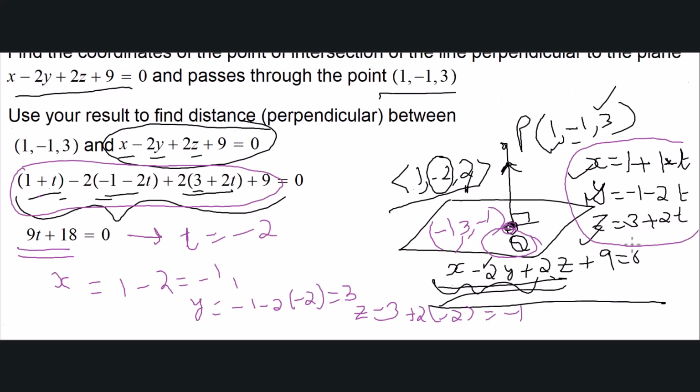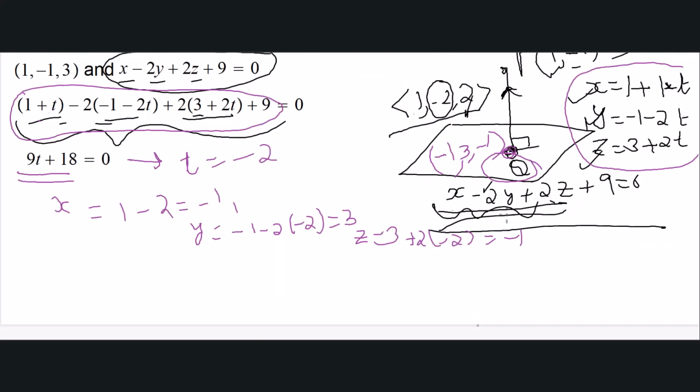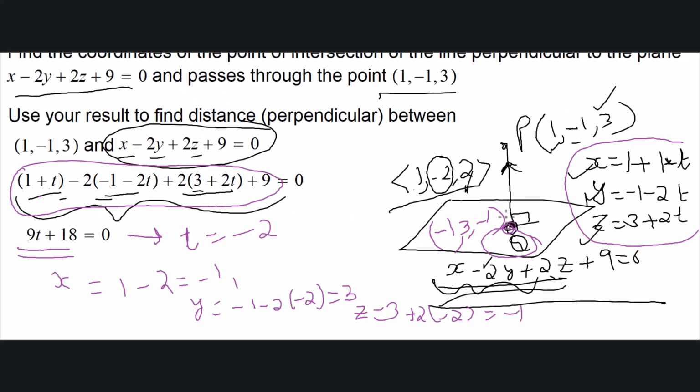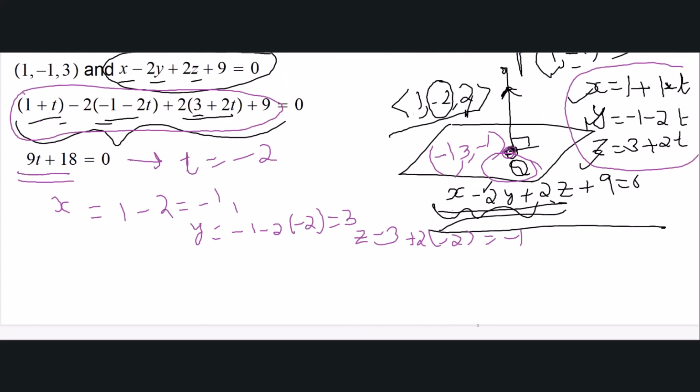Okay. Now we have to find the perpendicular distance of P from the plane, which will simply be the distance between P and Q. So let's do this here. We know that our P has coordinates 1, negative 1, 3, and Q is negative 1, 3, and negative 1 again.